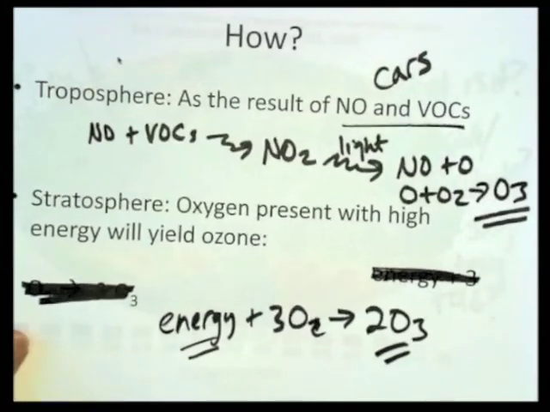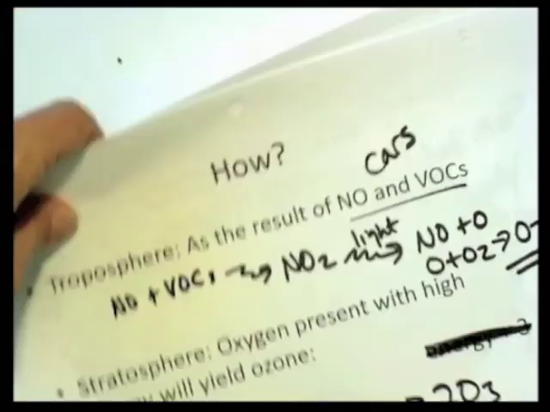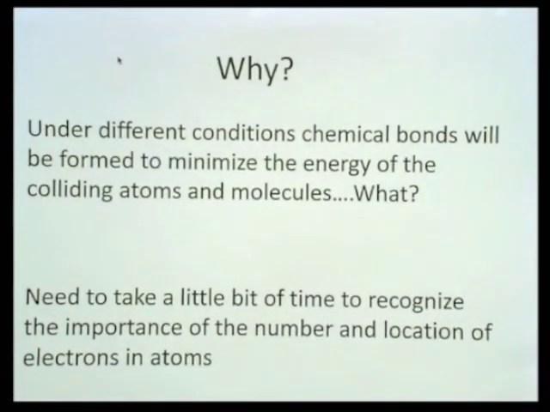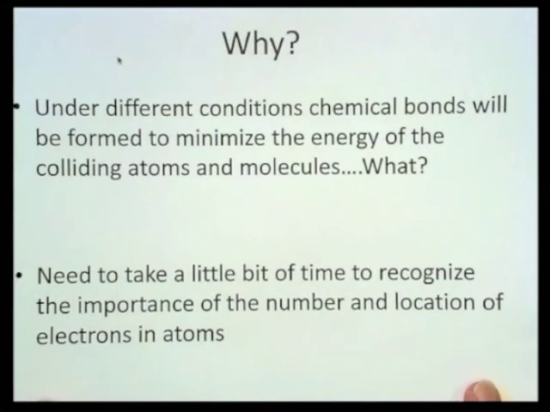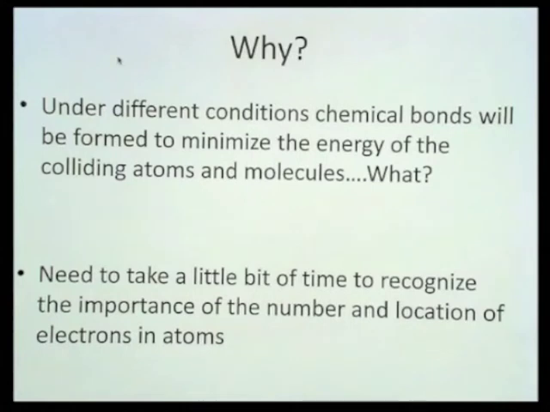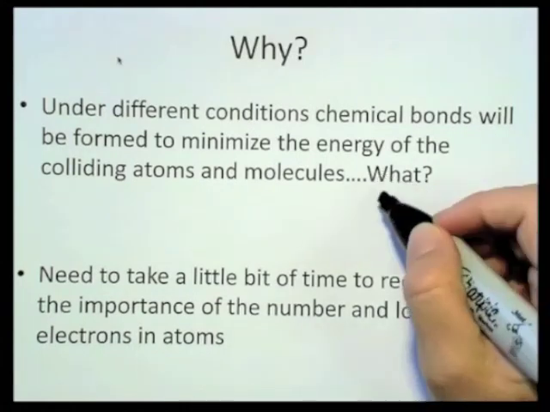Now, the last question is, why is ozone a problem in the troposphere, but why is it necessary in the stratosphere? Well, as it turns out, under different conditions, chemical bonds will be formed to minimize the energy of the colliding atoms and molecules. Okay, that's just a mouthful. So what on earth are we talking about here?